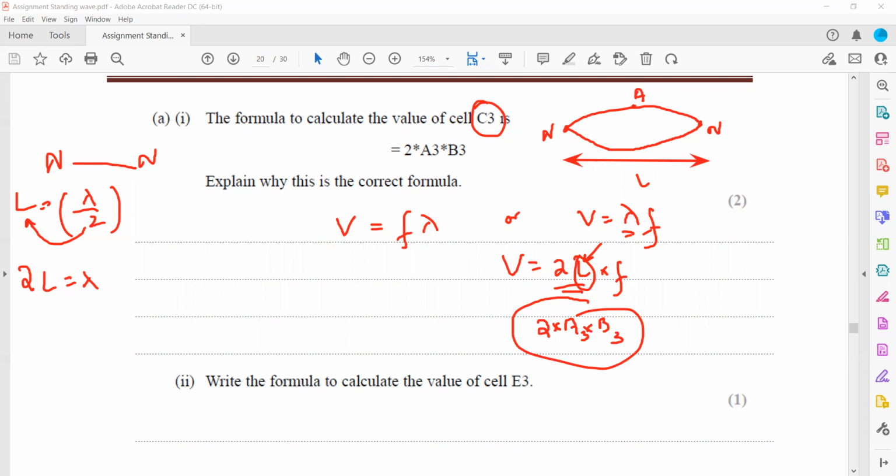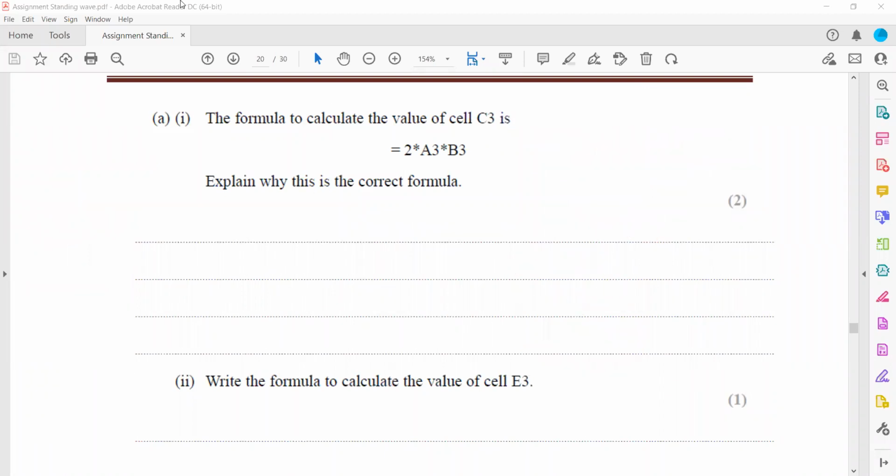Is it clear why this formula is used? Yes, sir. Any doubt? No. Then write the formula to calculate cell E3.